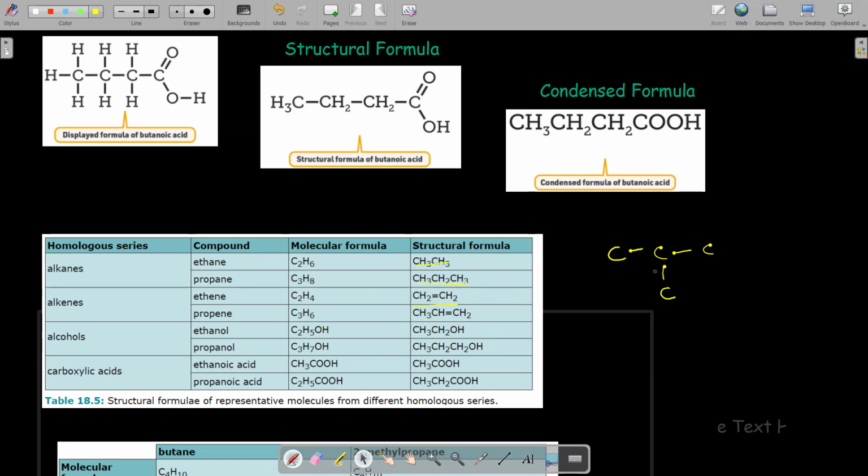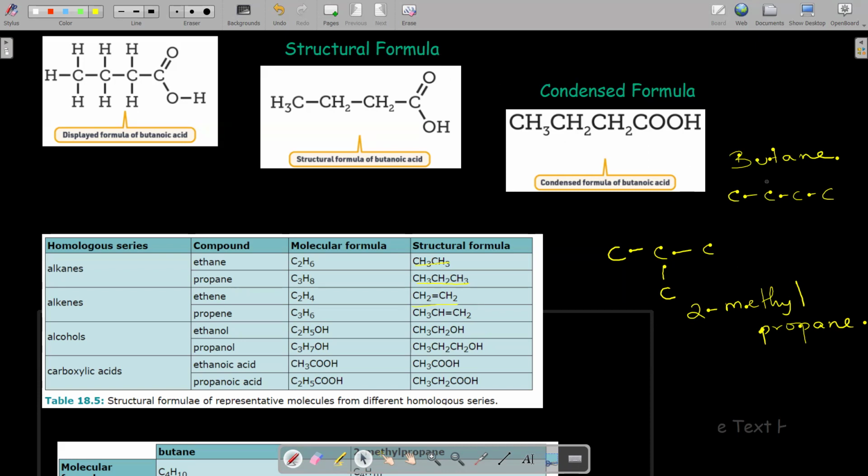Now in this case, we'll see the previous one, carbon, carbon, carbon, and carbon. When it was a straight chain, it was called butane. Now, if I drag this carbon and make it a branch, the name will change to 2-methylpropane. We will see how that happens in a while. So here you see the molecule.